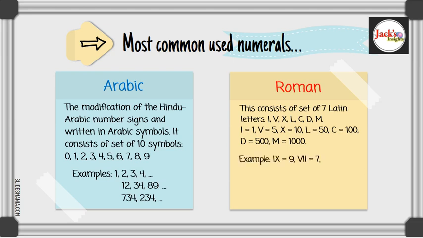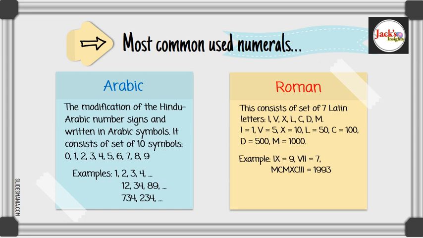Now for an example, we have I and X, that means number 9, and V and 2 I's, that is number 7. And another example, all the numerals represent 1993. So just recall the rules on how to write Roman numerals. Okay, so the letters I, X, and C can be repeated thrice.